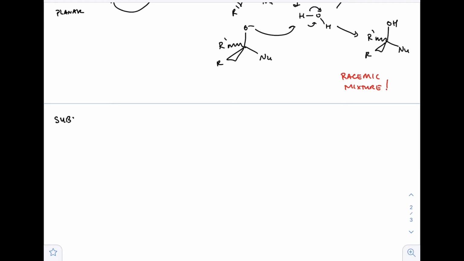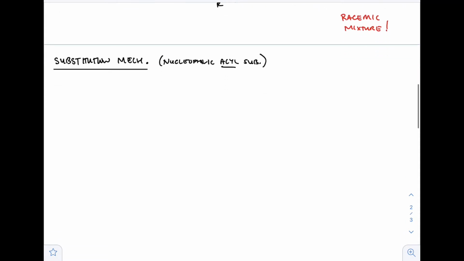Let me show you the substitution mechanism, even though we're not going to go into detail on the types of reactions. I think you can easily deduce the mechanism for this, though, just based off of your knowledge of organic chemistry. So one thing that I want to point out is that this can also be called a nucleophilic acyl substitution. Because that is technically an acyl group, right? When we had the acid chloride, another name for that was an acyl chloride.